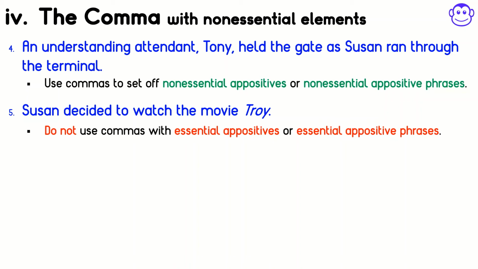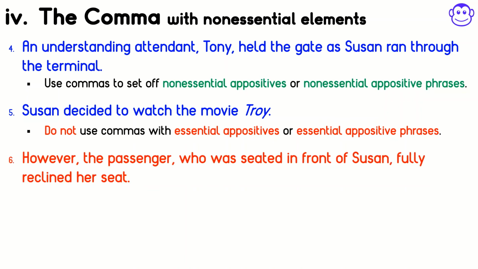Susan's journey continues. However, the passenger, who was seated in front of Susan, fully reclined her seat. In this sentence, placed between a set of commas, we have an adjective clause, who was seated in front of Susan. It is an adjective clause as it contains a subject, the pronoun who, a verb, was seated, and modifies the main clause noun, passenger.